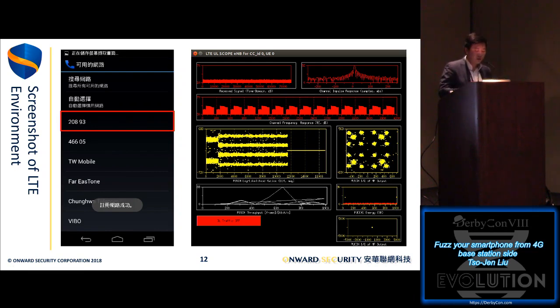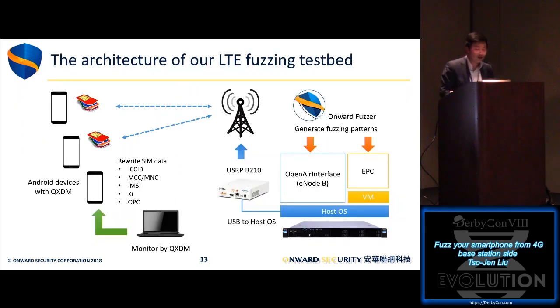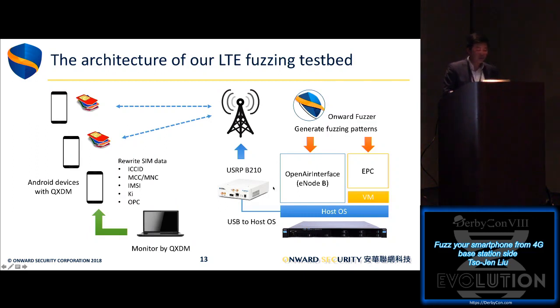Okay, so we can move to the next step, to analyze the LTE network and find a way to do the fuzzing testing. This is the testing environment we built. We put the eNode B and EPC on a single server, and we use a USB SDR device to transmit the LTE signal to the device. We also monitor the signal with QXDM.